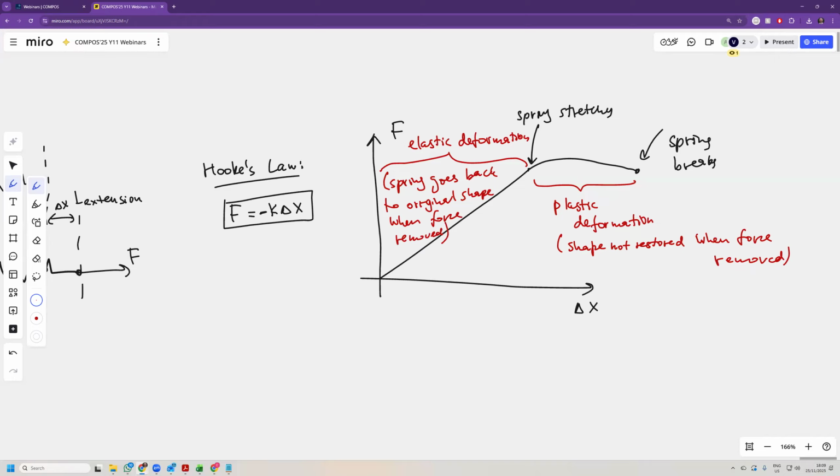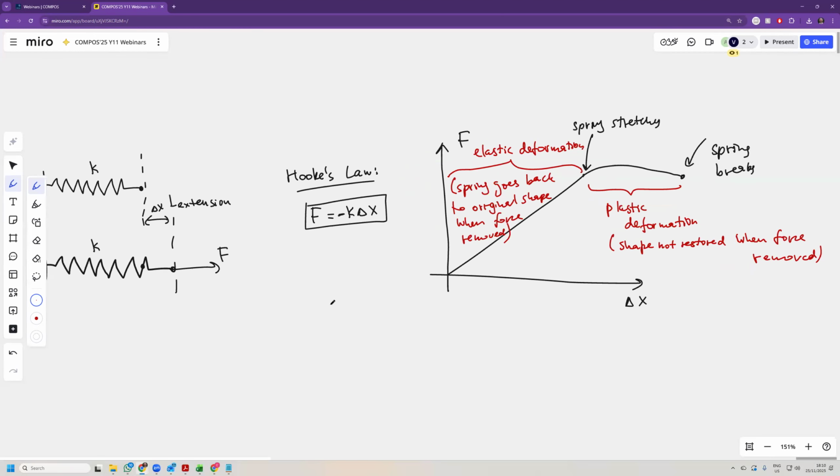Okay, there's a question for someone, I'm guessing. Is plastic deformation the same as inelastic deformation? I would assume so. I've never heard the term inelastic deformation. I've only heard the term inelastic collision, but I would assume so. Yeah, inelastic deformation. And this point on the graph is called the elastic limit.